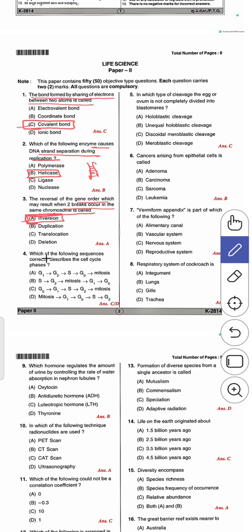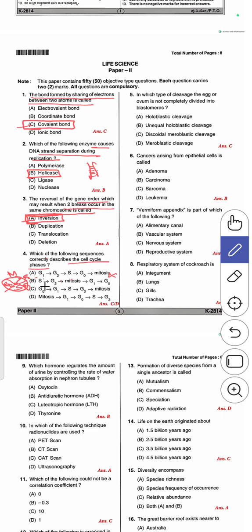Then the fourth one: which of the following sequences correctly describes the cell cycle phases? So here they have given regarding the cell cycle. So this is the cell cycle. This is M phase. Then comes the G0 phase, then G1 phase, then S phase and G2 phase. Let's see the options. A: G1, G2, S, G. So this one is wrong.